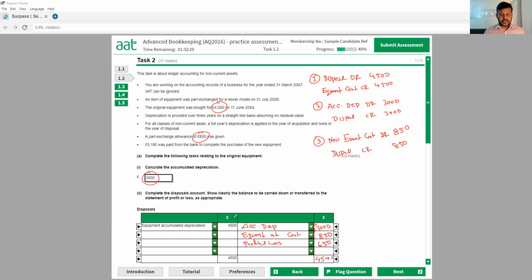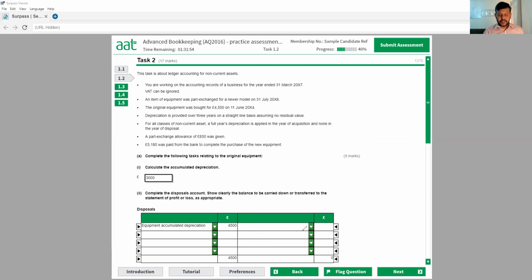5,000 was the cost, and if the depreciation is 3,000, the carrying value is 1,500, and we sold it and got 850 for that. So we are clearly showing it's a loss, isn't it? Because if we sell the asset for less than the carrying value, it is a loss. If we sell the asset for more than the carrying value, it is a profit. So here we sold it for less than the carrying value, and that's the reason we have the loss. All right, the question didn't ask for loss or anything, but we just discussed it to understand that.